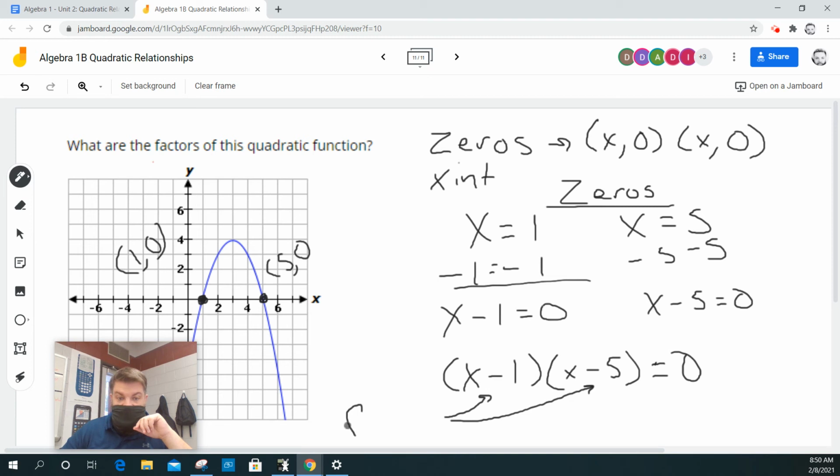These are the factors. Any questions on that one? So we're just reversing that process.